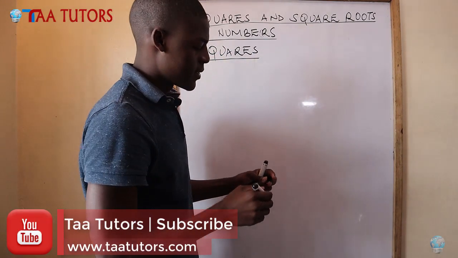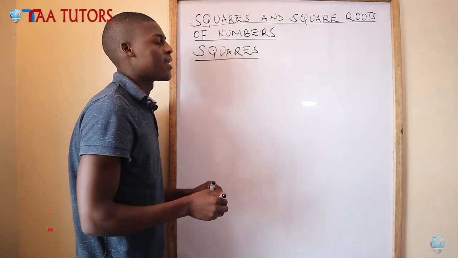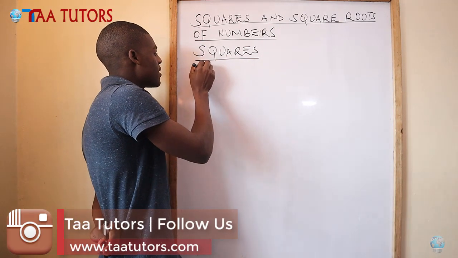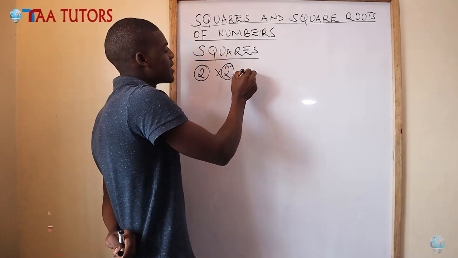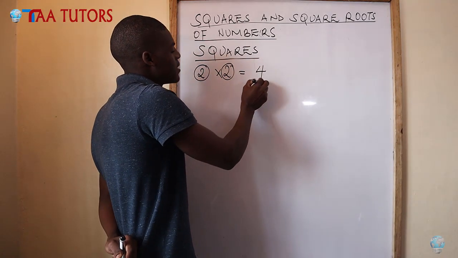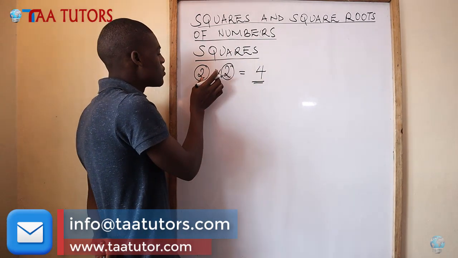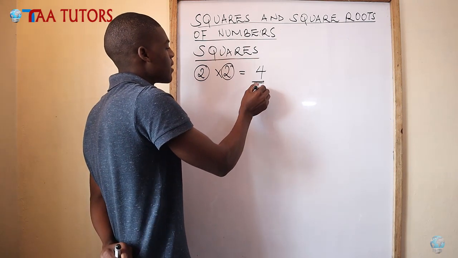A square of a number is gotten when we take a digit and multiply it by itself. Like when we have 2, then this 2 we multiply by another 2, which is itself, then we are going to get the number 4. Now this 4 becomes the square of 2 because we are multiplying 2 by itself to get a bigger number. That one now becomes the square.